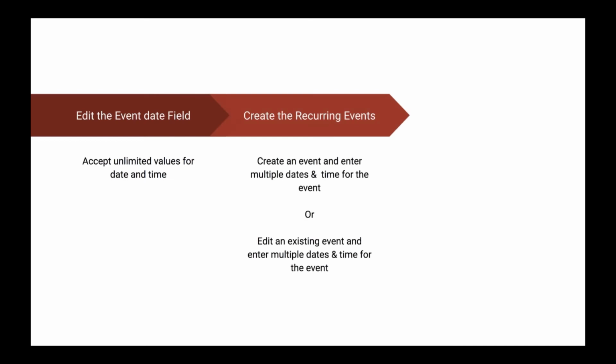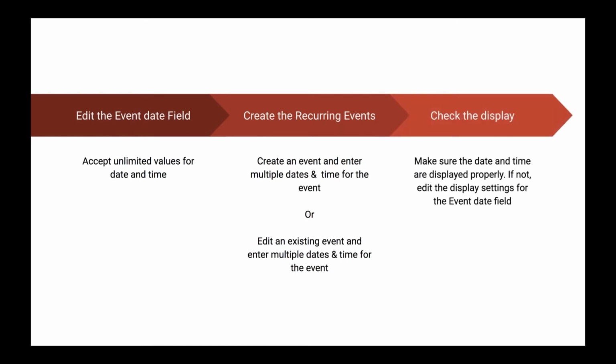So first we will walk through the steps for this option 4, where you're going to be editing the event field. There are just 3 steps involved here. First, you edit the event date field, make it unlimited so that it can accept unlimited values. Then you create a new event with multiple dates and times, or you can go back and edit an existing event and add multiple dates and times. And then you check the event page. Make sure that the display looks right. If it is not, you may have to go in and edit the display settings for the event date field.